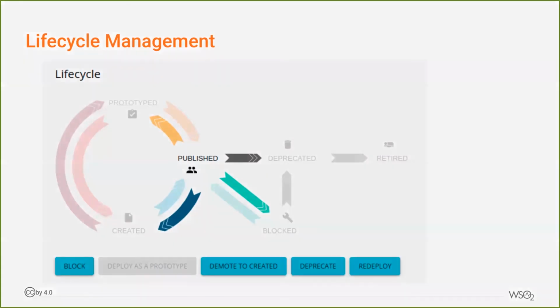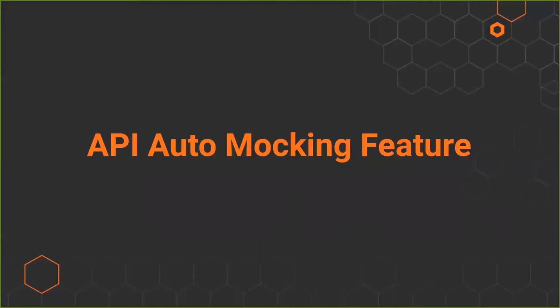So now you know the API creation options, different types of endpoints, and lifecycle management details. I went through those details first to make those terms more familiar to you. Now we are heading into the main part of today's session, that is the API auto-mocking feature.